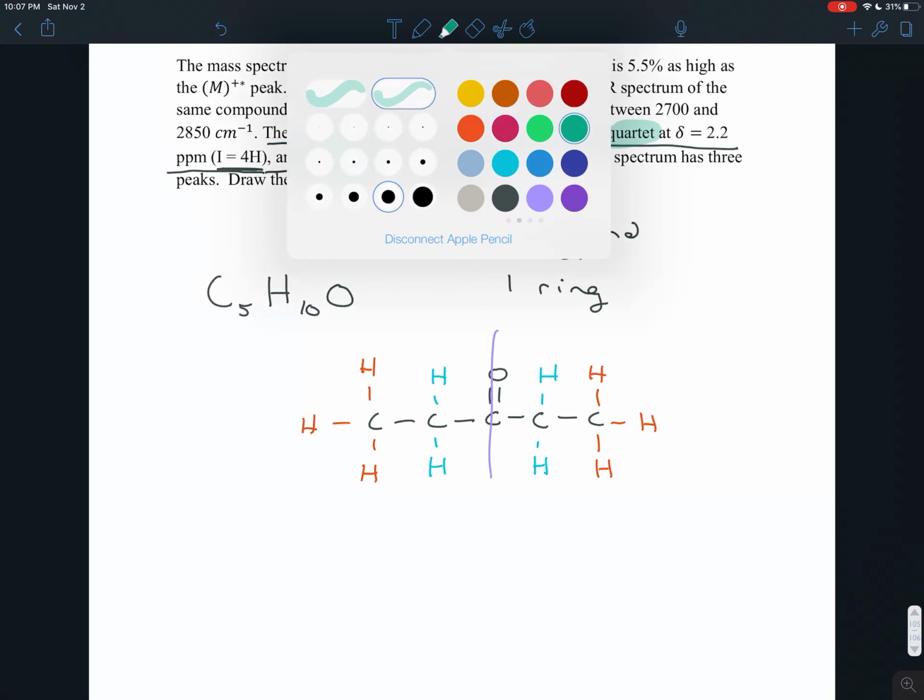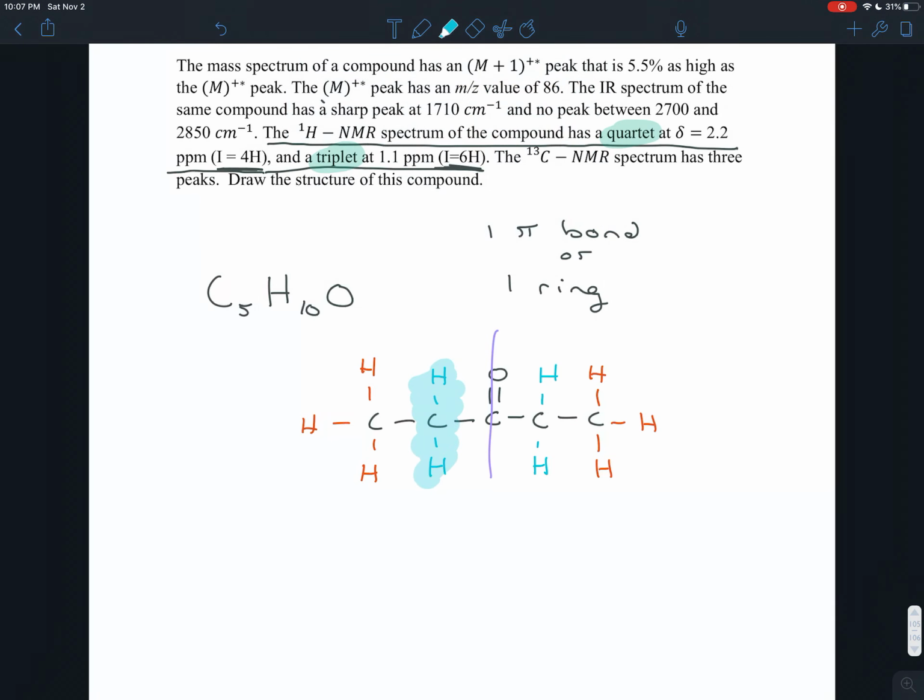So we really have 2 electronic environments in this possible structure. We have the blue one right next to the carbonyl and next to a CH3, and we have the orange one at the end of a chain next to a CH2 and then a carbonyl. Okay, well, let's see how this plays out.